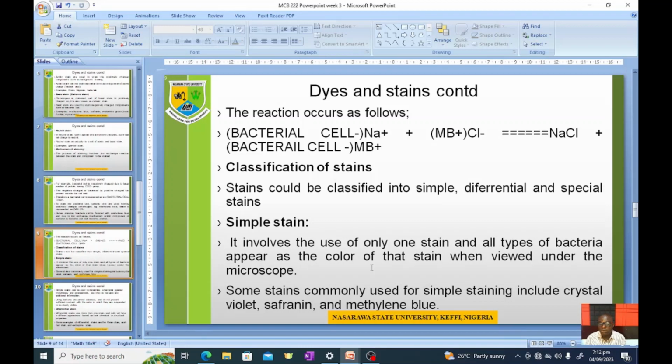The bacteria stained with crystal violet will appear violet in color, with safranin red, with methylene blue, as the case may be. Just the use of one stain, that is the key thing there. Use of one stain to impart color to a cell under view, and the cell is made to take the color of the stain.